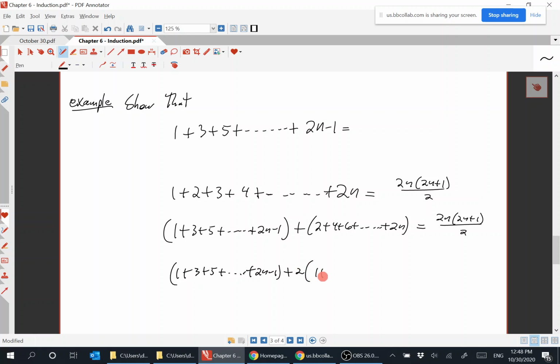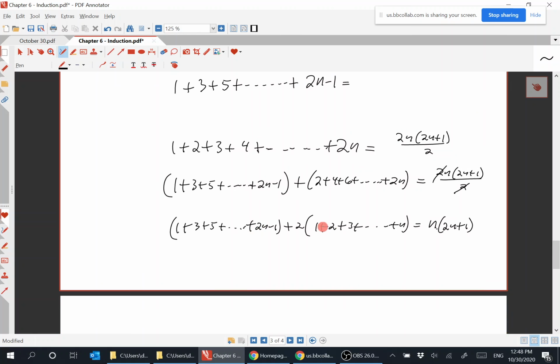Plus 2 times 1 plus 2 plus 3 plus all the way up to n is equal to 2n times (2n plus 1) over 2. Oh, so the 2 cancels. So n times (2n plus 1). Yeah, the 2 on the bottom probably has to be a 4 to compensate for the extra 2 you put in the mix. Yeah, I like this. It's nice. I like what you do.